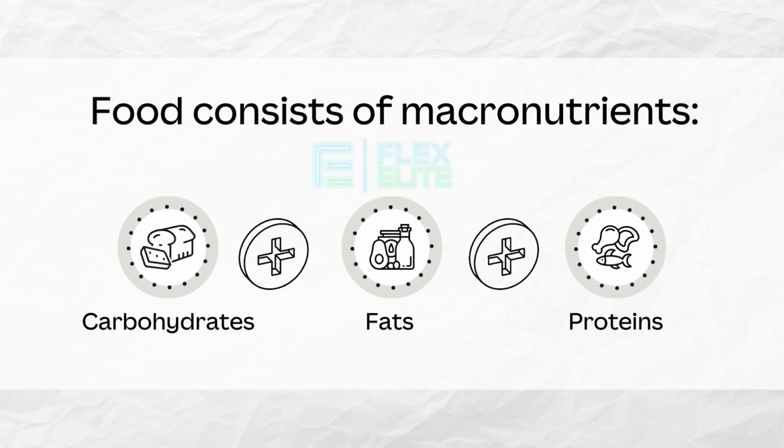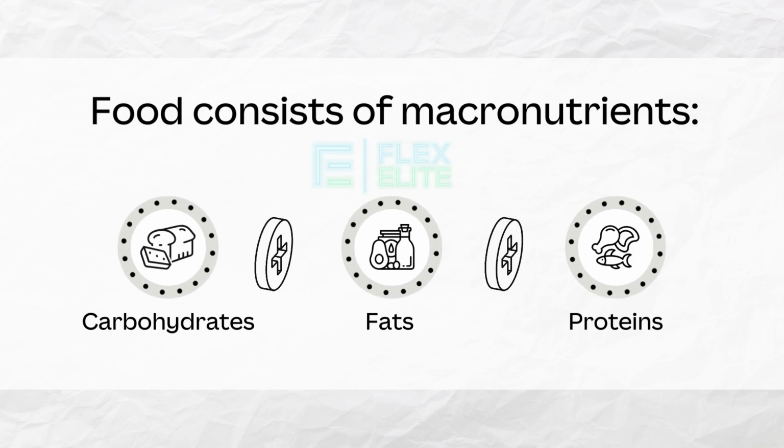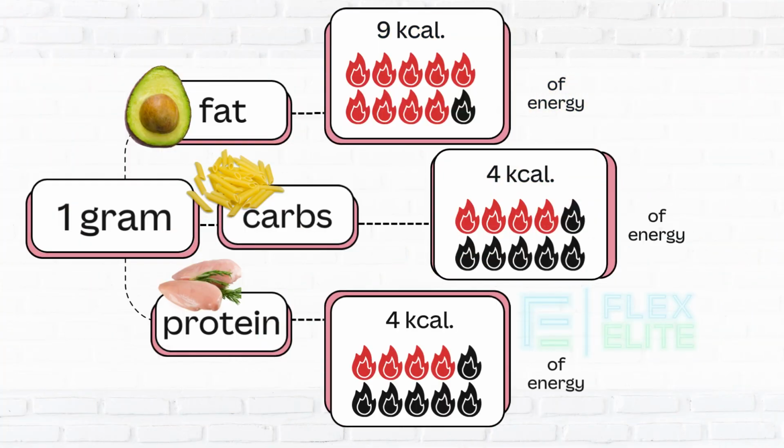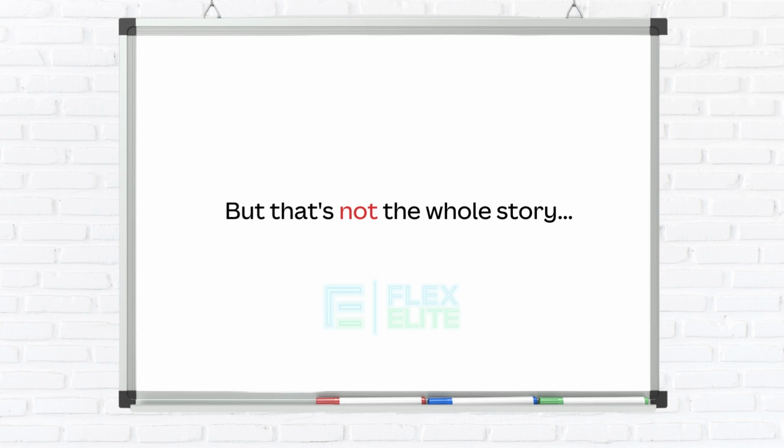Food consists of so-called macronutrients: carbohydrates, fats, and proteins. Each of those are different and have different properties. Thus, 1 gram of fat can store 9 kilocalories of energy, 1 gram of protein, 4 kilocalories, and 1 gram of carbohydrates, 4 kilocalories. But that's not the whole story.